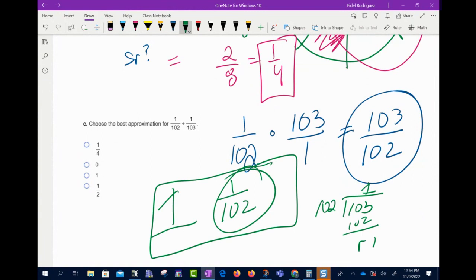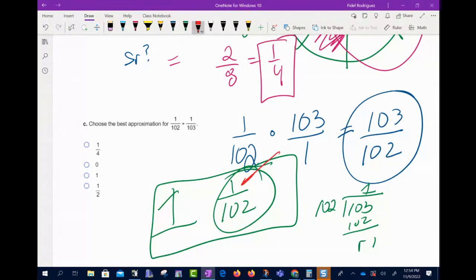And if your students were to say, sir or miss, how do you know it's closer to 1? This is what I would tell my students. I would say, look, suppose you owed me $102 and you're going to pay me back, and you've given me $1.